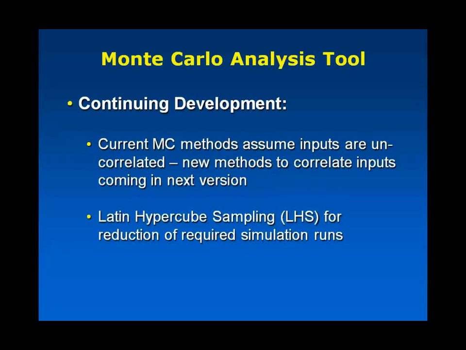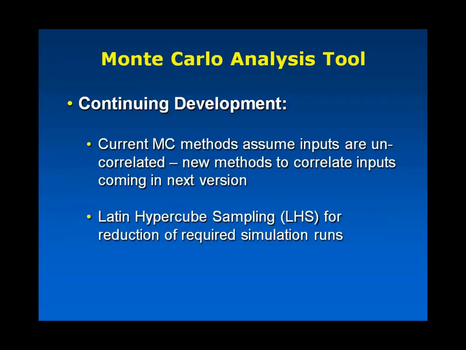So one of the limitations that we have at the moment is that the way we've implemented this Monte Carlo analysis, it assumes that all of those inputs, like the two that I was showing there, the growth rate and the alpha, are uncorrelated. So that means that one number is sampled independently of the other number.